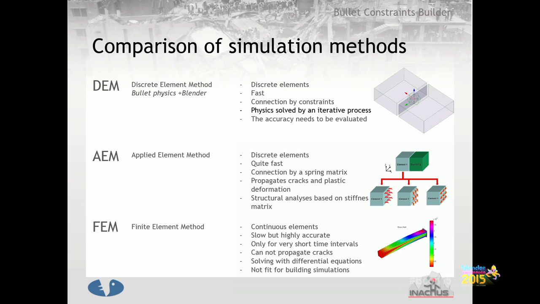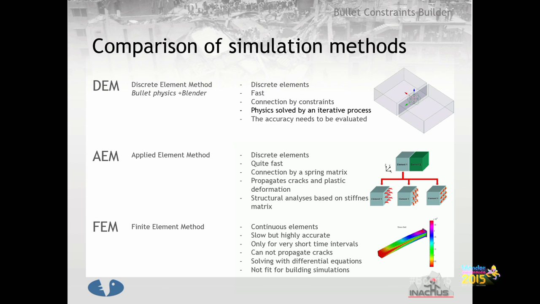I'm not going to go into detail because it would take a little bit of time to explain really what the difference is between these different simulation methods. It's too specific and also quite complicated to explain, but I would like to just pick DEM and AEM. Basically, they are using the same principle that there are rigid bodies as the smallest unit which is simulated. And these rigid bodies, in the case of the applied element method, are connected with a matrix of springs that you can see in the middle on the right.